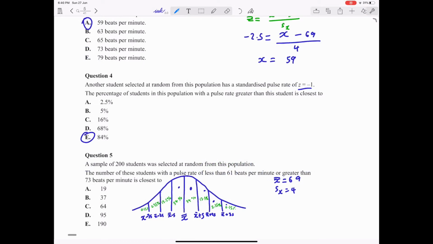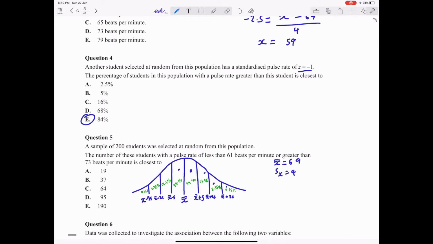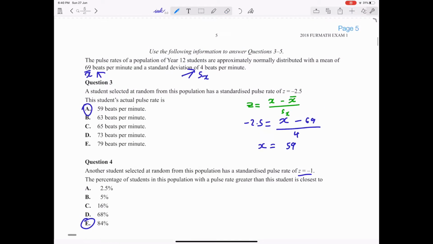Question 5. A sample of 200 students was selected at random from this population. The number of these students with a pulse rate of less than 61 beats per minute or greater than 73 beats per minute is closest to. So we know that the mean is 69 beats per minute and the standard deviation is 4 beats per minute, as given in the question.